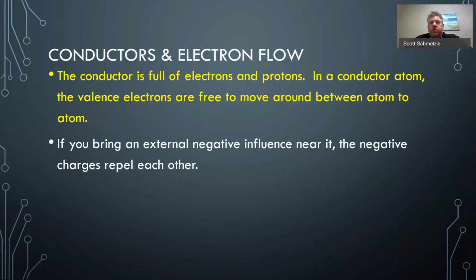If you bring an external negative influence near it, the negative charges repel each other, and that's how our electricity actually begins the process of flow. You plug it into the outlet, there is an external negative influence in there, meaning there's a lot of electricity in there. It just starts pushing down the line, and the charges start to repel each other. It's like if you have your own personal bubble and somebody steps inside your bubble, what are you going to do? I'm going to move. You get too close to me, I don't know you, I'm going to move.